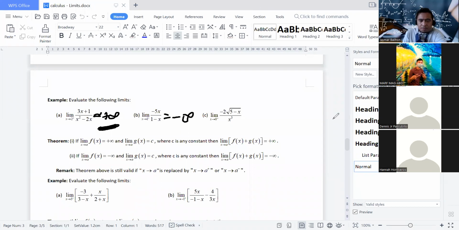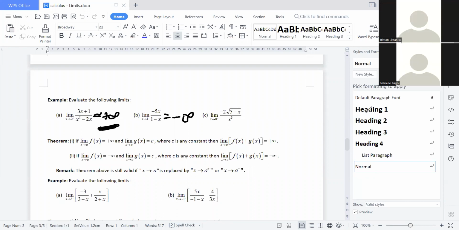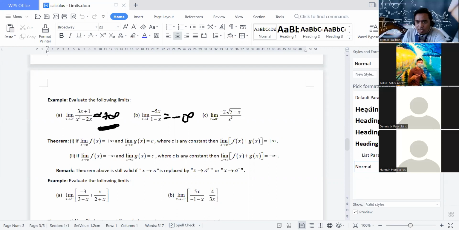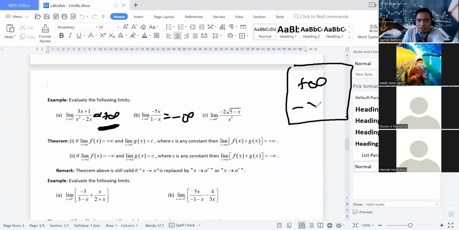Positive infinity, sir. Who was that voice? Sir, it's me, Hannah Hontiveros, sir. What's your answer, Hontiveros? Positive infinity, sir. The answer of Hannah is positive infinity. Marv, what's your answer? Negative infinity. Negative infinity. How about the rest?